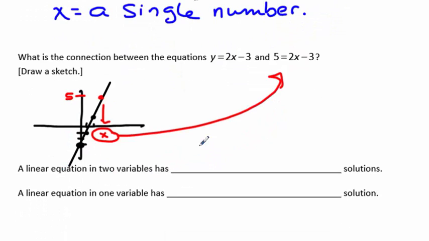A linear equation in two variables has infinitely many solutions, represented by all the points on the line. A linear equation in one variable has one solution in most cases. There are rare cases where it can have no solutions or infinitely many solutions.